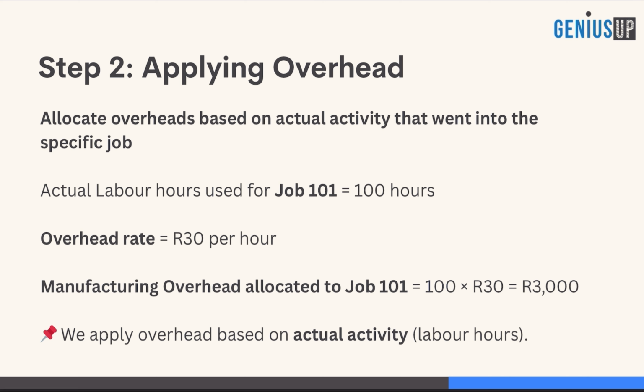Meaning that we need to determine how many labor hours went into job 101 during the year. And we say, oh, okay, cool. The actual labor hours used for job 101 were 100 hours only. Meaning that if we want to allocate the manufacturing overheads to job 101, we're going to say the manufacturing overhead allocated to job 101 is the 100 hours times the overhead rate, or the predetermined overhead rate, and it gives us the total manufacturing overheads that are going to be allocated to job 101.